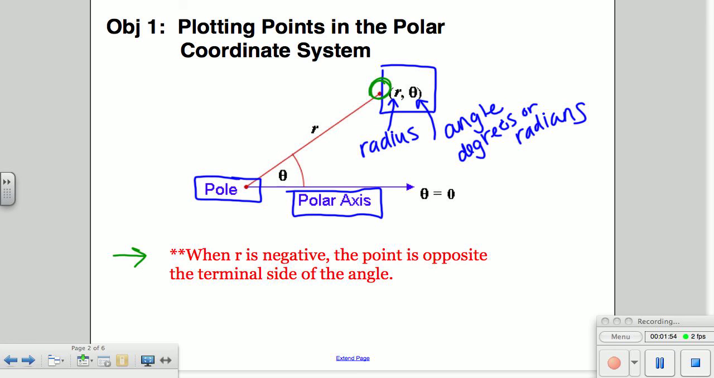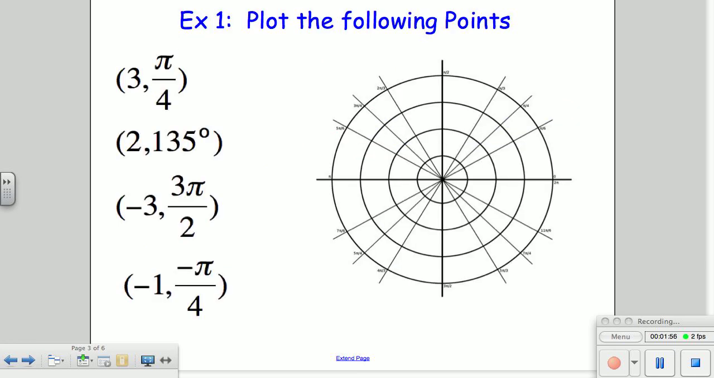Let's go ahead and start graphing some of these, so we can get the idea. We want to plot the following points, and we'll start with that 3 pi over 4. Now, you're going to want to grab your polar grid. Yours may or may not be split up in pi over 4s and pi over 3s, so you might have to check to make sure that you have all the correct spots on your grid. And we're going to graph the first point here, 3 pi over 4.